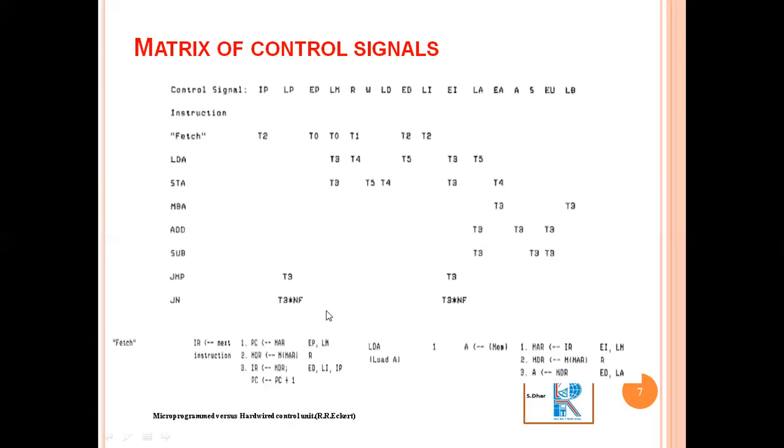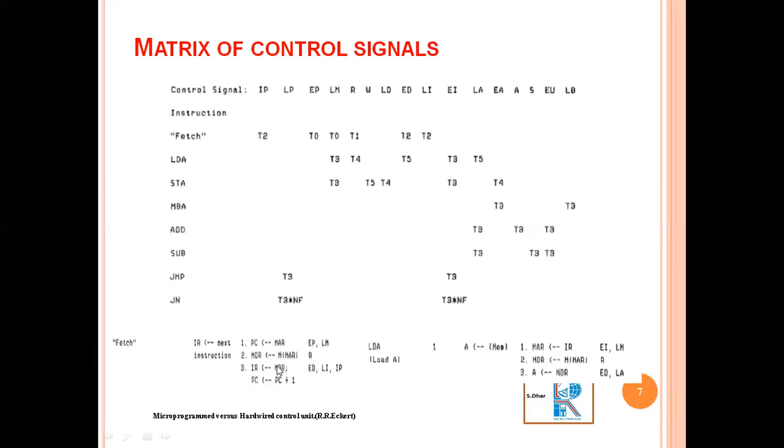Then comes T3. See here, load at the T3, because this is T0, T1, T2. So at T3, which should be activated if it is a load? EI and LM. So T3 here, EI and LM will be activated. And which should be activated at the next step? R. In the load, it should be R.